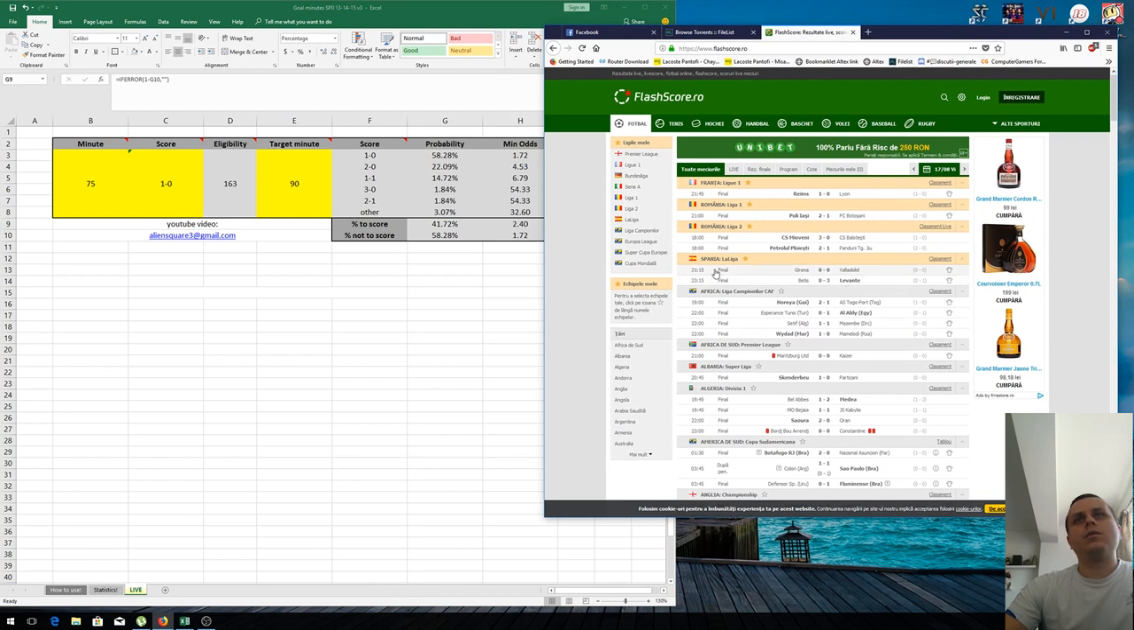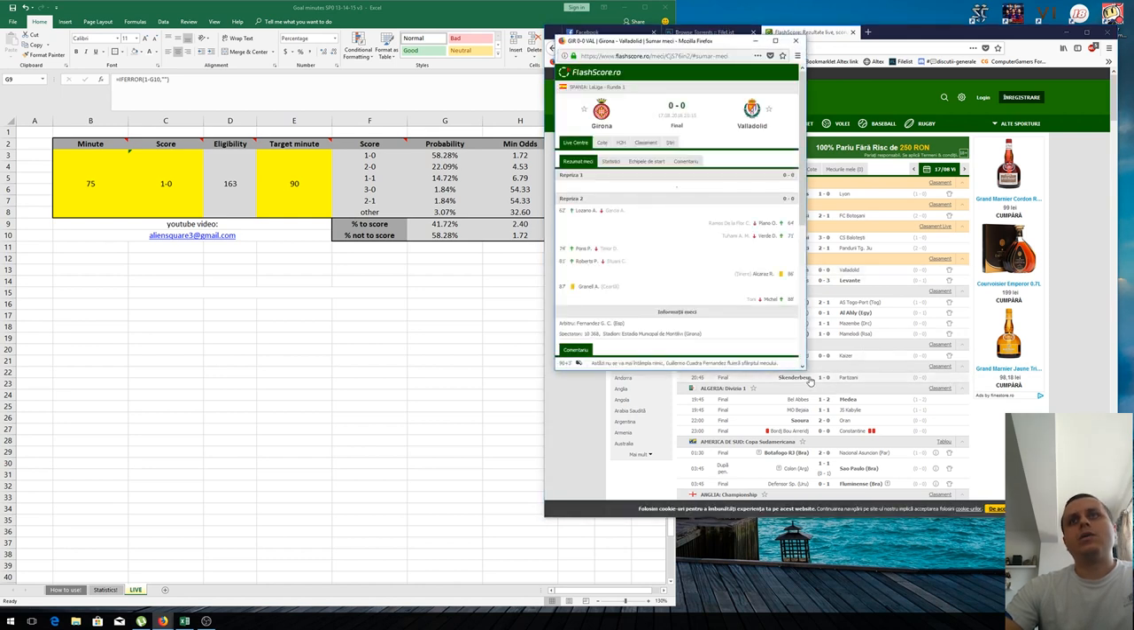Because the file has been created for Primera División, I will take some examples from Spain. Let's take the results which happened yesterday and the day before. We have Girona and Valladolid. Here, this was a 0-0.